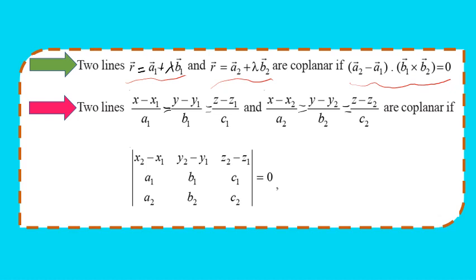And the two lines, if they are in the Cartesian form, that is (x minus x1) upon a1 equals (y minus y1) upon b1 equals (z minus z1) upon c1, and the second line is (x minus x2) upon a2 equals (y minus y2) upon b2 equals (z minus z2) upon c2, are coplanar if the determinant with rows x2 minus x1, y2 minus y1, z2 minus z1; a1, b1, c1; a2, b2, c2 equals 0. So if we have to prove two lines to be coplanar, if they are in vector form, then we apply this condition, and if they are in Cartesian form, then we apply this condition. Clear? So pause and note down these points.